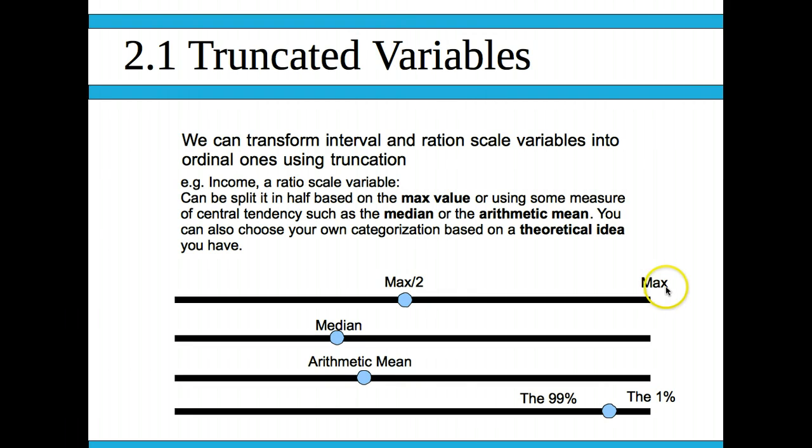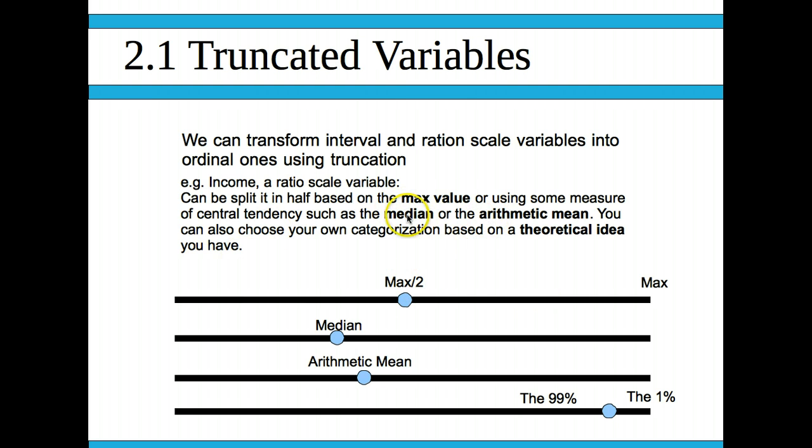I could use my max value, so I find my max value in my data. Let's say it's 30,000 kroner, for example. The highest paid person in my data set has 30,000 kroner in wage. I divide that by 2, so I split the data at the point where 15,000 kroner is. So everybody with lower income than 15,000 kroner, they are said to have a low income. Everybody with a higher income than 15,000 are said to have a high income.